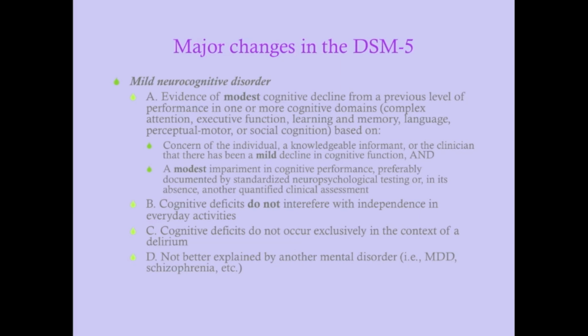Mild neurocognitive disorder has basically the same criteria here. The only difference is the degree. So with mild neurocognitive disorder, it's evidence of a modest cognitive decline from a previous level of performance in one or more of the cognitive domains, and this is based on concern of the individual, a knowledgeable informant, i.e. a family member, or you as the clinician, that there's been a mild decline in cognitive function, and a modest impairment in cognitive performance, preferably by standard neuropsychologic testing.